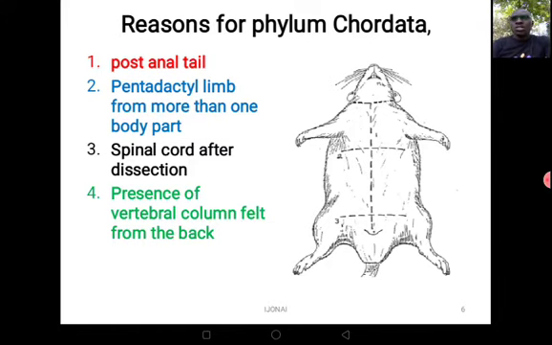I want to caution you that if you are told to look at the organism externally and give reasons why it belongs to phylum Chordata, you only give the structures or the reasons that you can see externally. So in this case, you would eliminate the spinal cord because you cannot see it externally. However, if you have been told to cut it, to dissect, to expose it, then definitely it becomes part of your description.